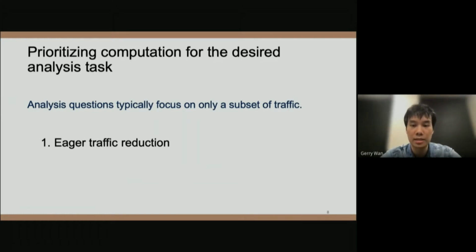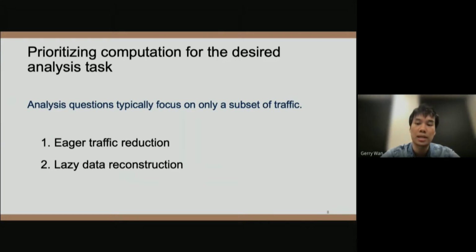The second is lazy data reconstruction, or in other words, delaying the execution of expensive processing operations until we know that they're necessary. And this contrasts with the way many classic network monitors work, which emphasize full inspection of all traffic as soon as possible. So while this makes sense for intrusion detection, it results in wasted work on things that might not actually be of interest in other contexts.